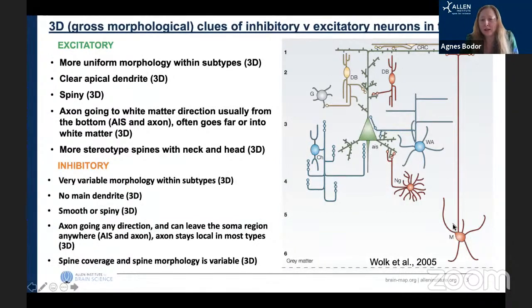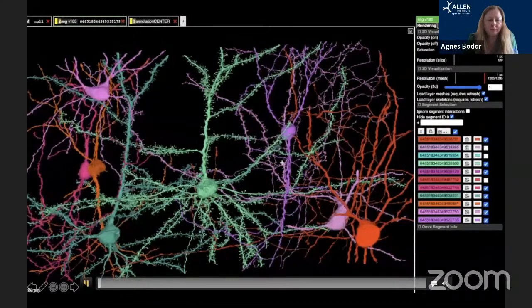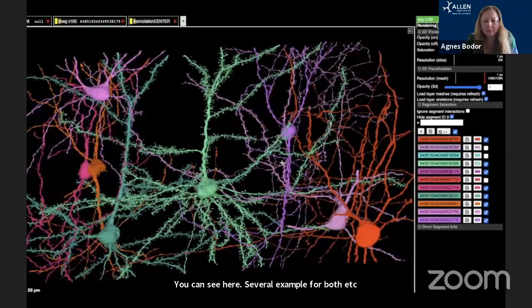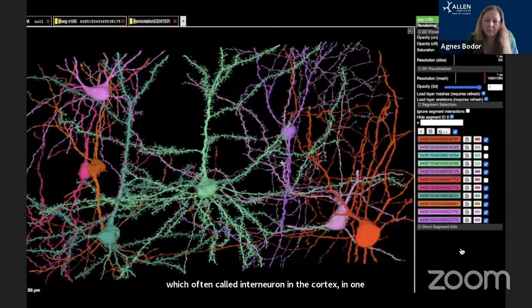When you're looking at the inhibitory cells, they can have very variable morphology. They can be bipolar or multipolar. They don't have a main dendrite. The axon can come out any side of the cell and can point any direction. And they can be spiny and aspiny. And next in a video, I will show you how this looks in the data set. You can see here several examples for both excitatory or pyramidal cells in green, and for inhibitory cells, which are often called interneurons in the cortex, in warm colors such as pink, red, or orange.